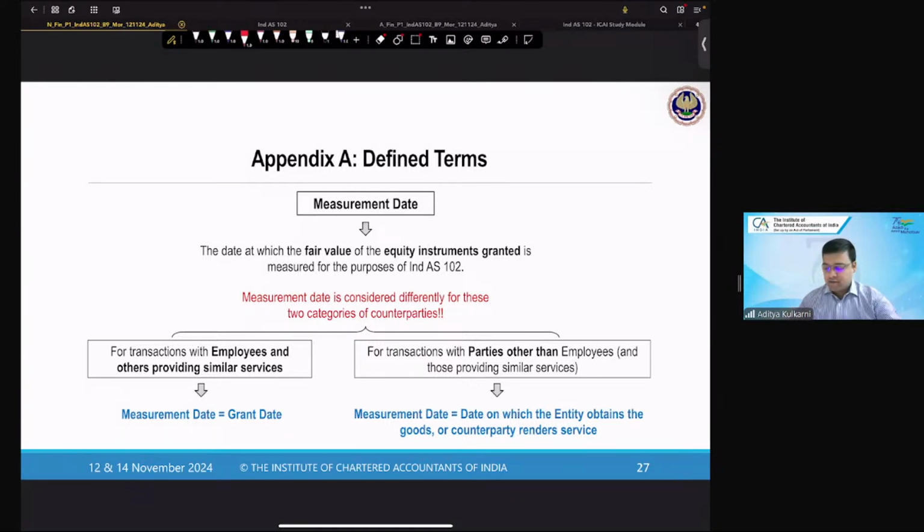So that covers your definitions of grant date also. Coming to measurement date, now this is the next important part. What do you mean by measurement date? The date at which the fair value of the equity instruments granted is measured for the purposes of Ind AS 102.